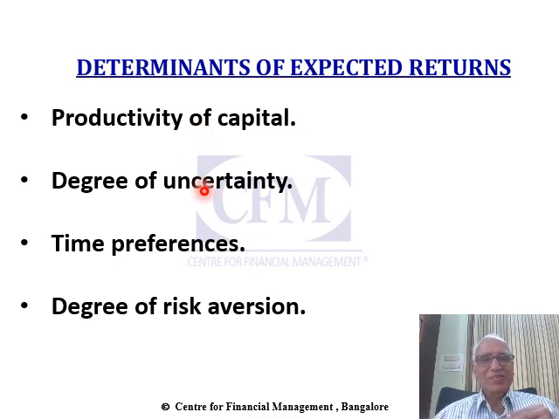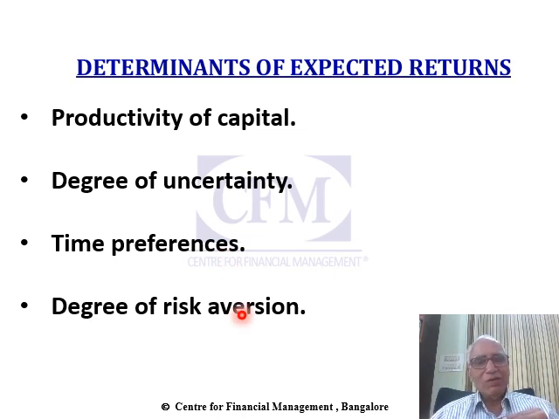Degree of uncertainty. If the degree of uncertainty is very high, expected returns tend to be high. Time preferences. If investors are very myopic and short-sighted, then they may require a higher expected return from investment instruments which have a longer maturity. In other words, the maturity premium would be higher.